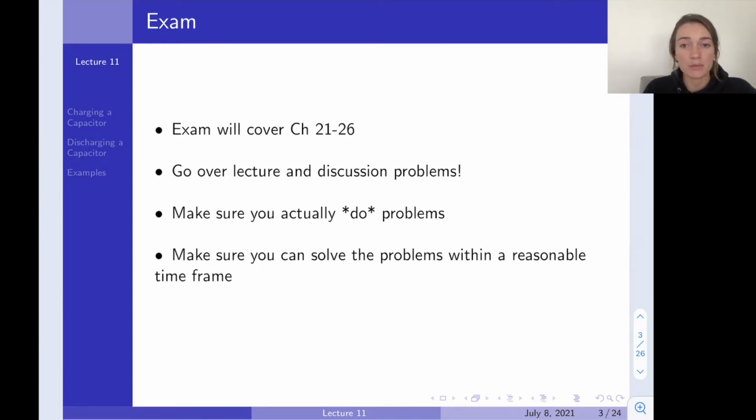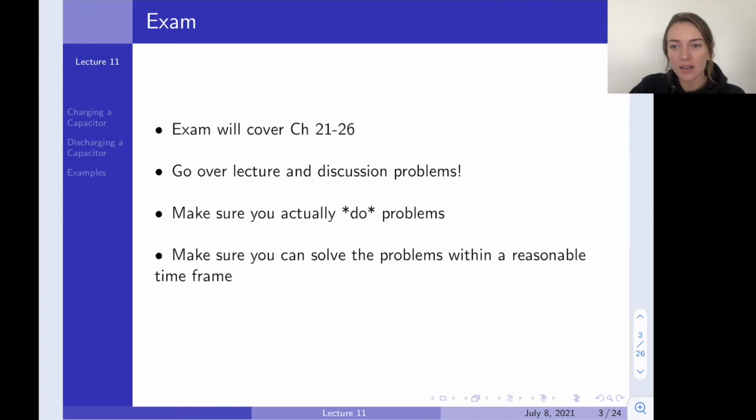I've had a lot of students come to me and say, oh, I studied so much, but I still did poorly on the exam. And when I talk to them a little bit, it turns out that it would take them an hour to solve each problem. Well, if it's taking you an hour to solve each problem, yes, you can do it, but you can't do it on an exam. So make sure that you can solve them in a reasonable amount of time so that you can do all of the problems on the exam.